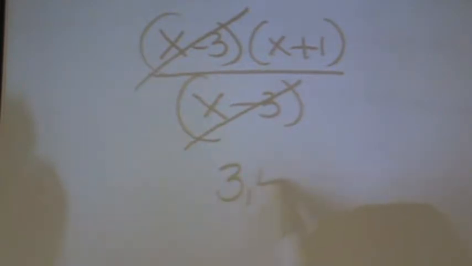Okay, so let's do another one. Let's say I had x minus 3, x plus 1 over x. Let's say I did this. Where's my hole? 3, comma 4. Okay, that's a hole. It only happens when you lose a factor completely. Okay?